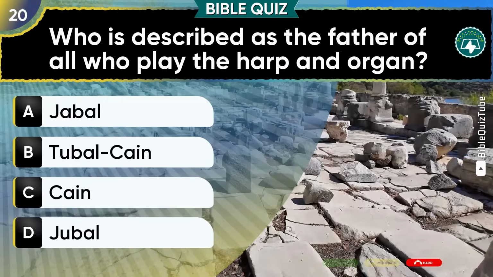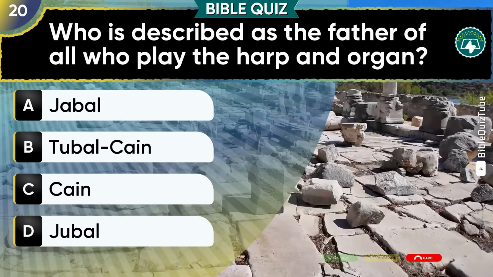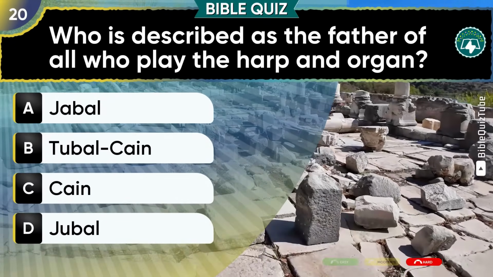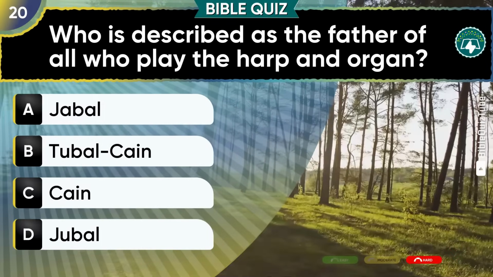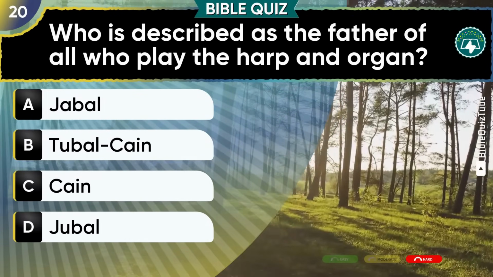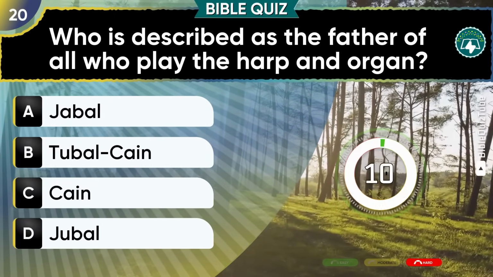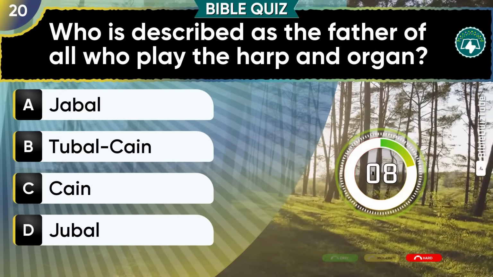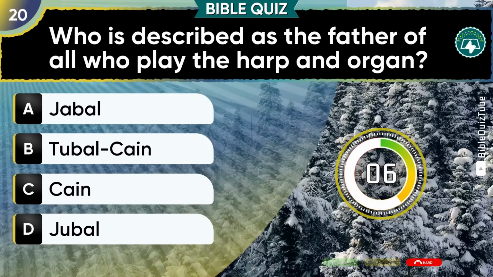Question 20. Who is described as the father of all who play the harp and organ? Select 1. A. Jabal. B. Tubal-Cain. C. Cain. D. Jubal.